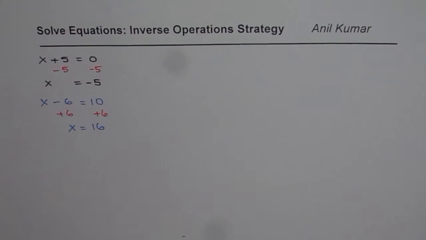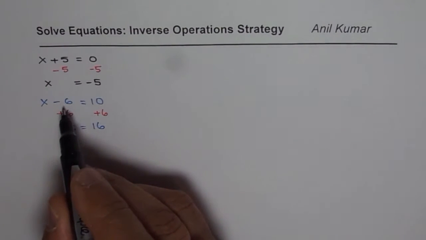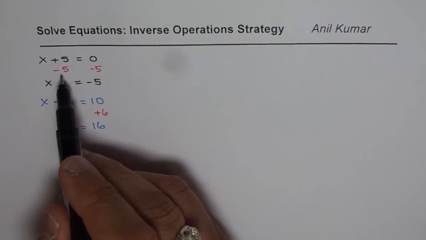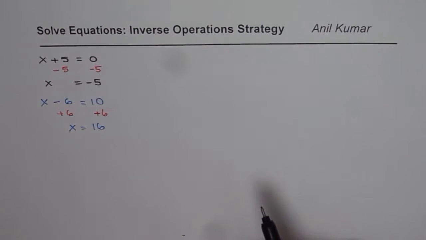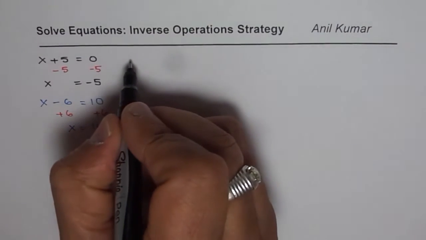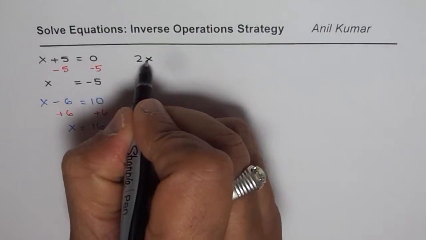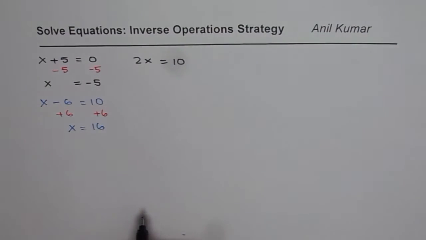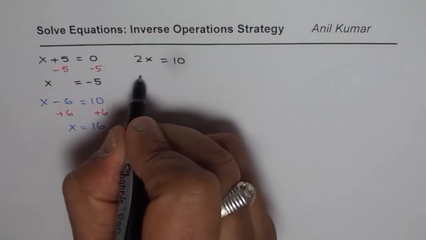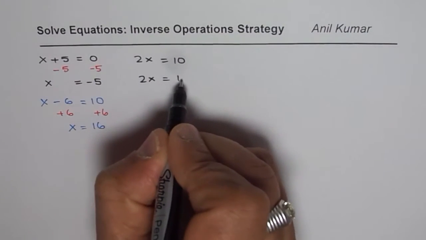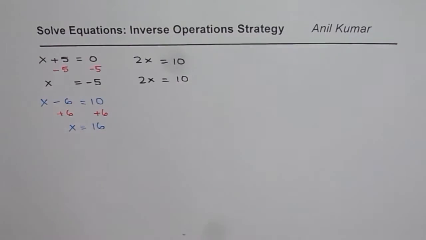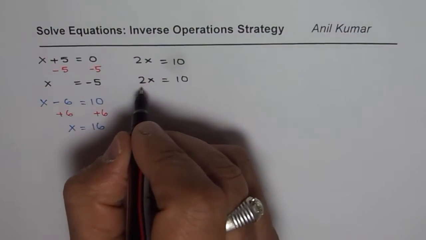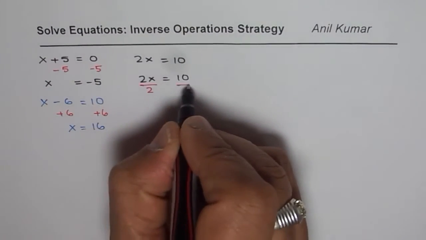So you get an idea how to solve equations involving plus or minus a number. You do the inverse of that number on both sides and get the solution. Now let us see if we have a product. For example, if I have 2x equals 10, how do I find the solution of such an equation? Well, 2 times x is 10. What is the inverse of times? Division, right? So let us divide by 2 on both sides.